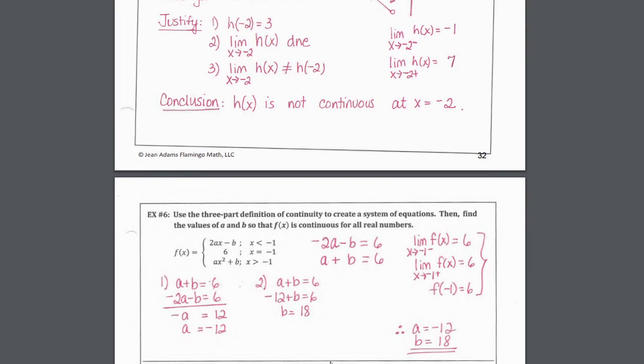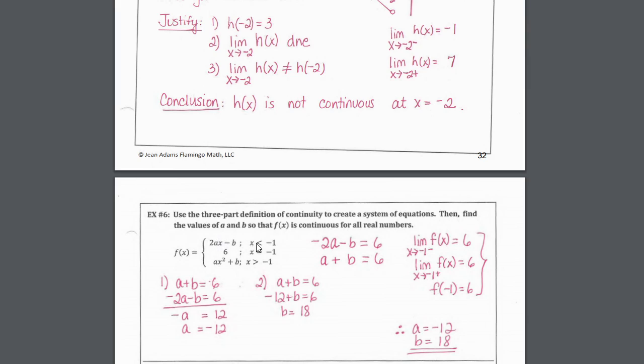Next example says, use the 3-part definition of continuity to create a system of equations, then find the values of a and b so that f of x is continuous for all real numbers. This is similar to some of the stuff we had done last year. Okay, we need to figure out for what values a and b this piecewise function will be continuous. Okay, continuous for all real numbers.